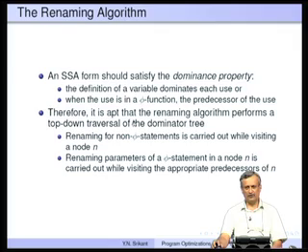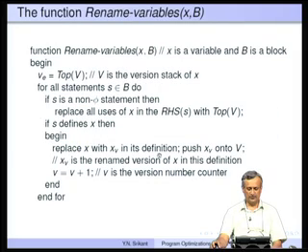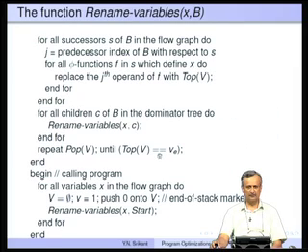We want to process the uses after we meet the definition, and because the definition dominates all its uses, we must process the definition first, and we can do it by traversing the dominator tree from the top. So, renaming for the non-phi statements is carried out while visiting a particular node n, whereas renaming parameters of a phi statement in a node n is carried out while visiting the appropriate predecessors of n. This will become very clear now as we go along. So, let me show you an example first and then go back to the algorithm itself.